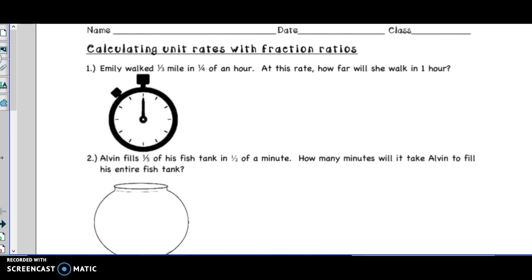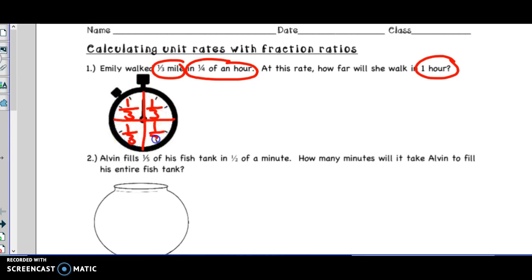It says Emily walked a third of a mile in 1/4 of an hour. At this rate, how far will she walk in 1 hour? So the key information I need to solve this problem is 1 hour, 1/3 of a mile, and 1/4 of an hour. So let's take our 1 whole hour and divide it into 4 pieces, our 4 quarters. In each of those quarters, we need to write 1/3 of a mile. And so I need to, of course, include my units.